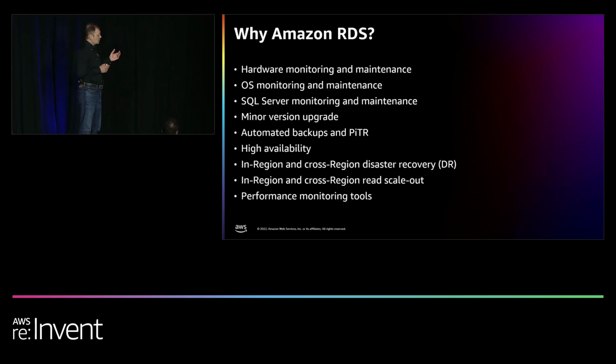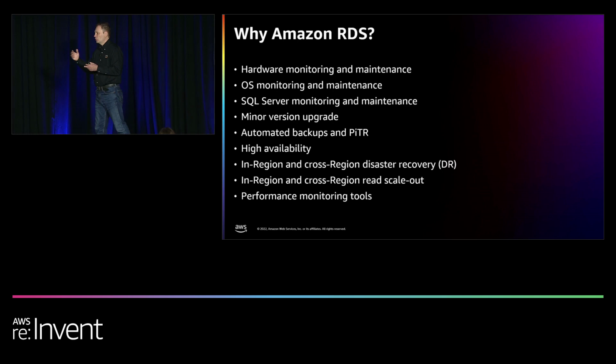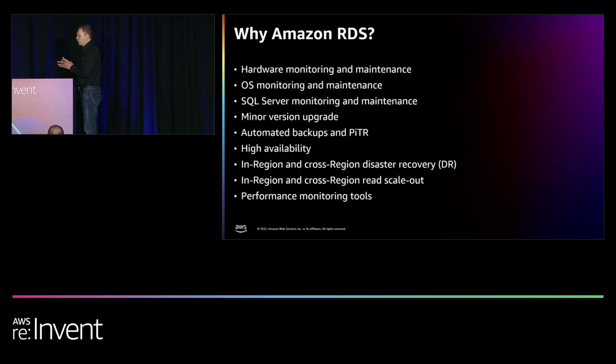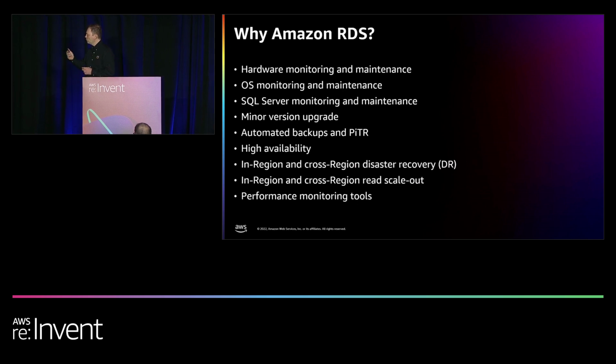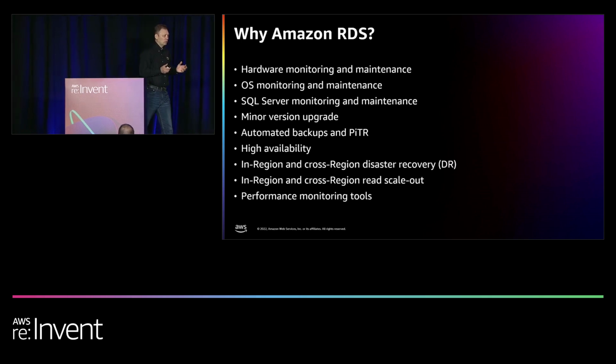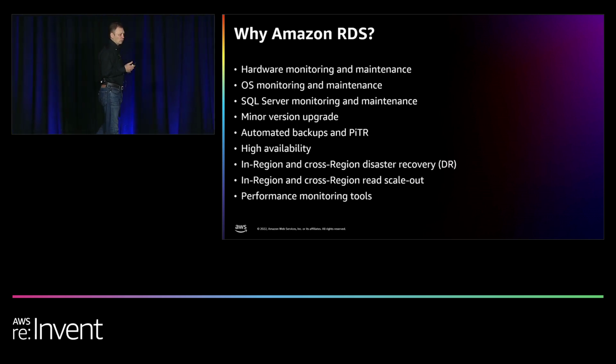Same with both in-region and cross-region disaster recovery and scale-out. Maybe your workload could benefit from having a read replica either in-region or possibly even another region where you could direct your read-only traffic. So all that reporting stuff, all those reporting workloads don't hit the primary node, right? Or maybe you want to do it for the disaster recovery purposes. That's all automated now. Again, few clicks on the console, and you can have up to 5 asynchronous read replicas deployed in either same region or a different region.